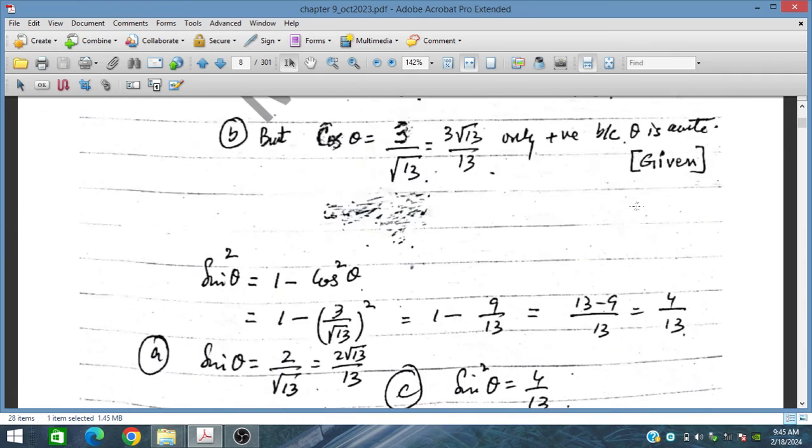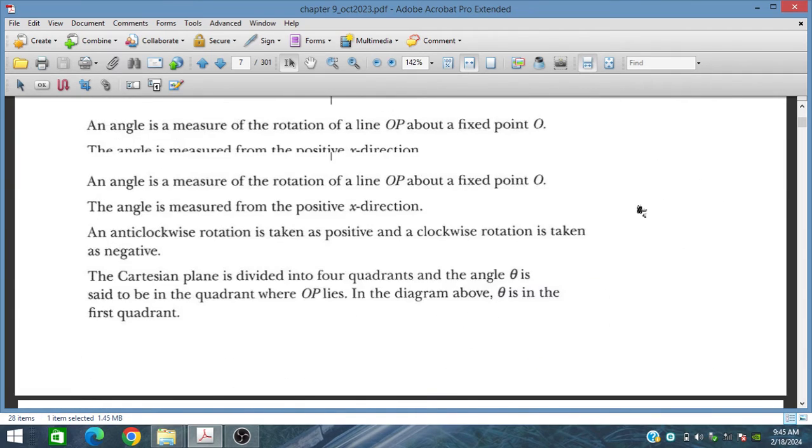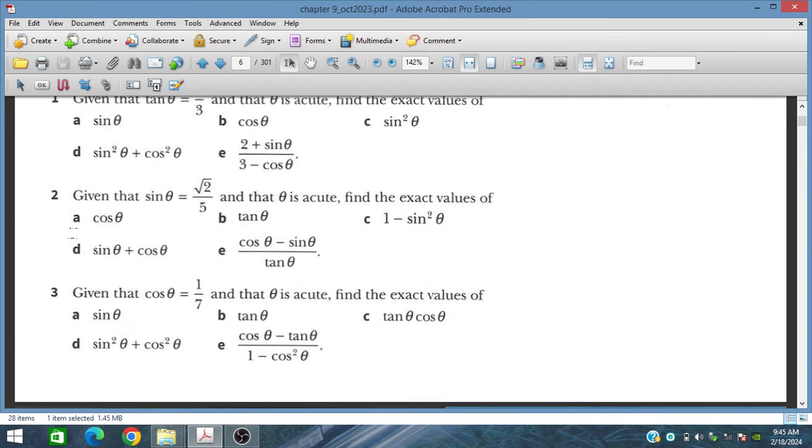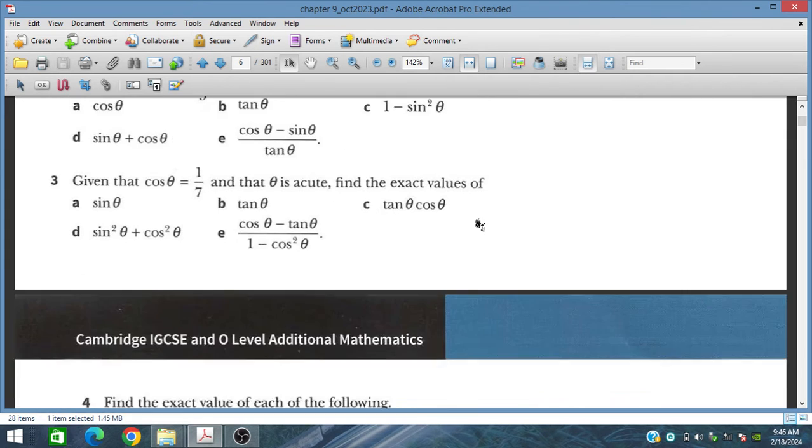Let's go to question number 2. We are given that sine theta is equal to under root 2 upon 5 and theta is acute. Find the exact values of cos theta, tangent theta, 1 minus sine square theta, and sine theta plus cos theta. So we have been given this, and we have to obtain the other values of these expressions.